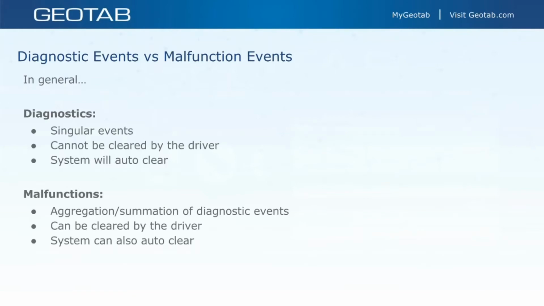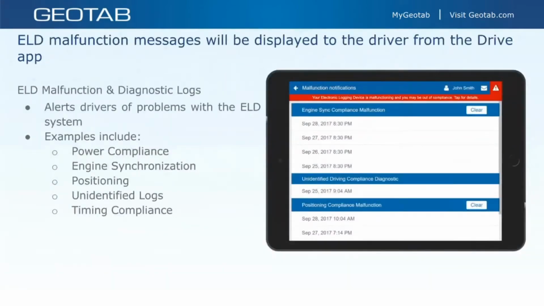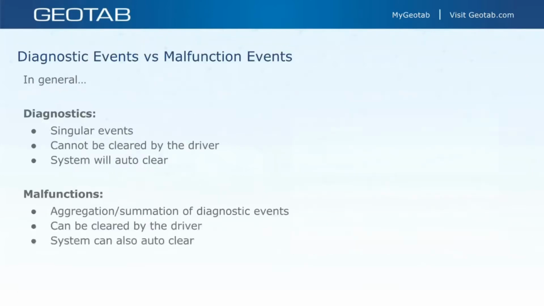So just to go back to this previous screen, you can see next to the top one where it says engine sync compliance malfunction, you have a button that says clear, and you can tap that button and it's going to clear it out. Below that, unidentified driving compliance diagnostic. There's no clear button. It's auto cleared by the system, and that'll depend on the actual diagnostic when that happens.